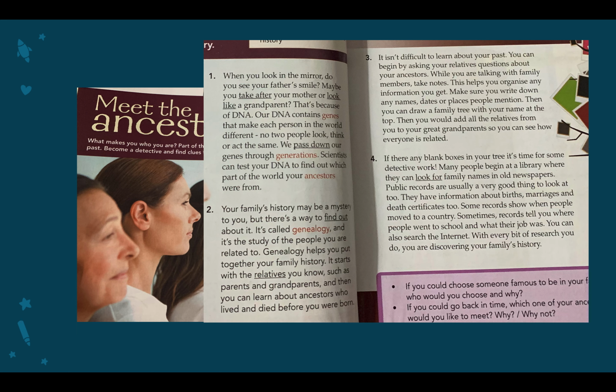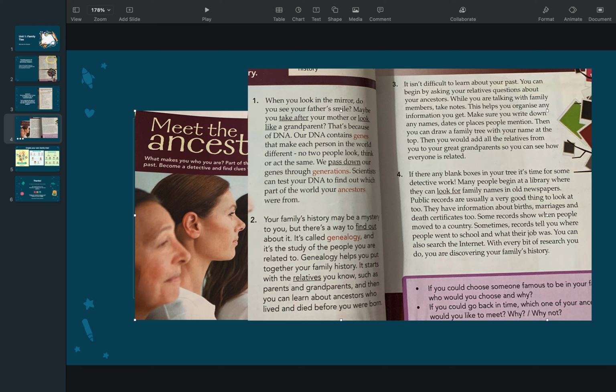And lastly, with every bit of research you do, you are discovering your family's history. Setiap research yang kamu buat tu, kamu sedang mencari sejarah mengenai keluarga kamu. So those are all the points about meet the ancestors. Okay, teacher buat macam ni so kamu boleh have better look lah.